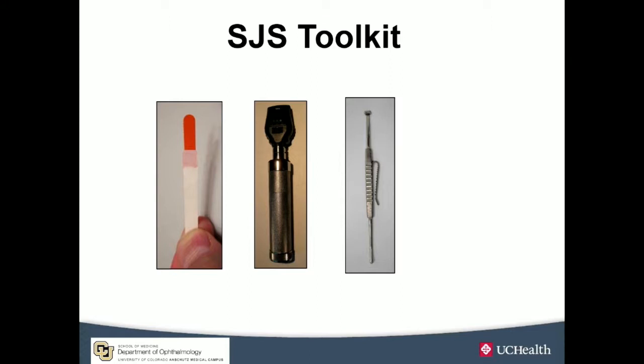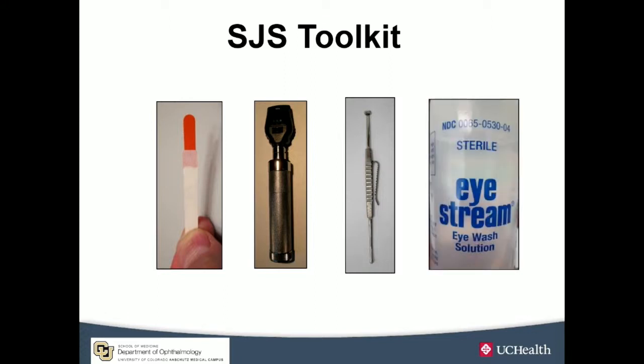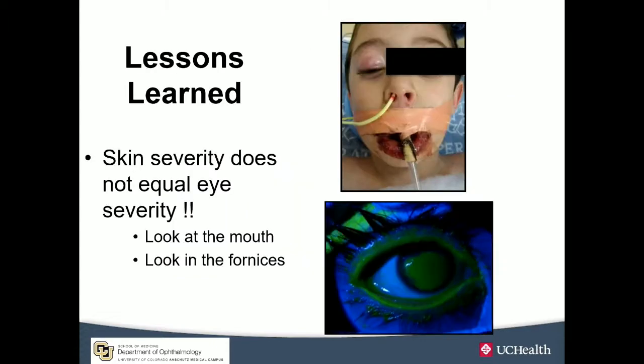I'm no good with a scleral depressor for looking at the retina anymore, so I use them to sweep for symblepharon. And just something to rinse the eye, just some sterile saline to give the eye a good rinse each day to get rid of the debris so that you can actually see what's going on as well.